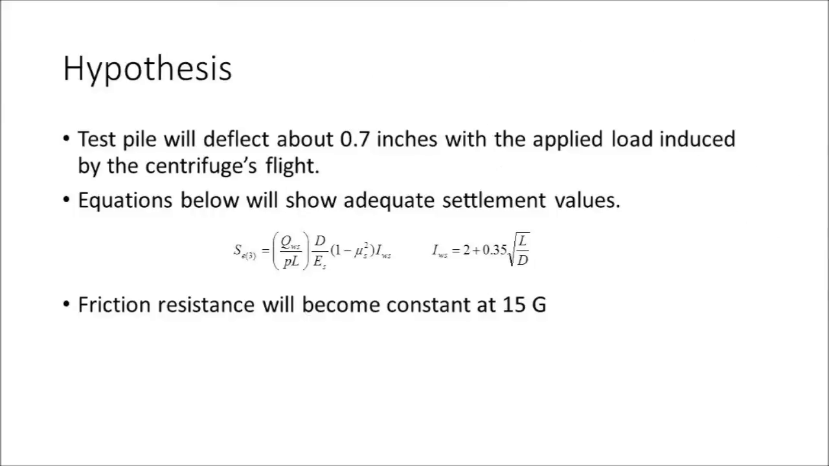Based on soil properties and pile dimensions, we calculated the settlement to be approximately 0.7 inches. We also assumed that the friction resistance will become constant at 15 G. That is basically due to the design rule of thumb that the settlement becomes constant at a depth of 15 times the diameter.